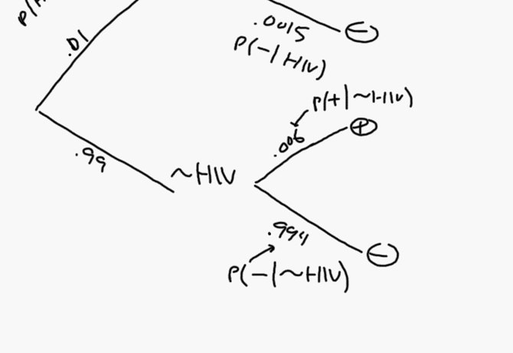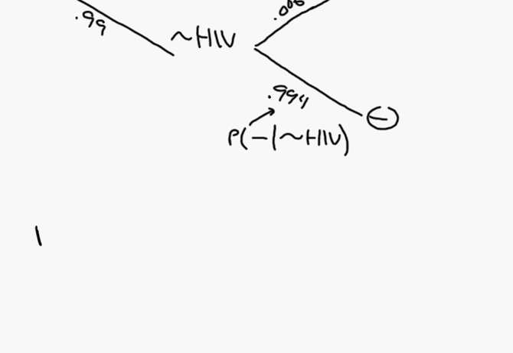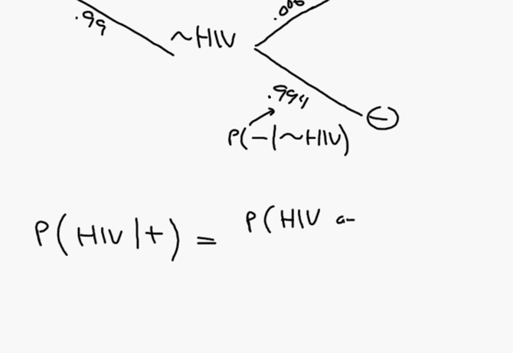Okay. So we want the probability of having HIV given that we tested positive. So you go and get a positive test result, and the question is, how likely is it that you're carrying that virus? All right, so we know from our definitions that's really the probability of having HIV and testing positive over the probability of testing positive.